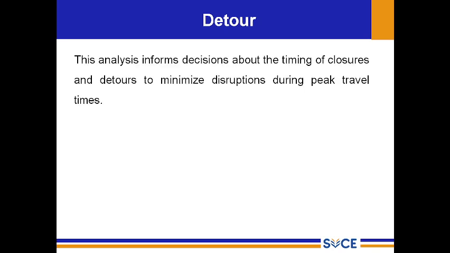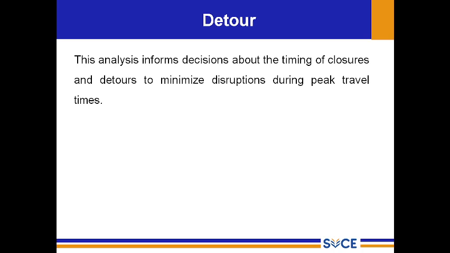This analysis informs the decision about the timing of closure: whether it is a 24-hour complete closure for 6 months, or whether the diversion takes place only at peak hours, or only at night times. Detour to minimize disruption during peak travel times. So generally they avoid closure during peak hours. They open the direct route and allow the majority of traffic to move on the road. About 2 to 3 hours they open the traffic directly. Then during off-peak hours they do the detouring activity.